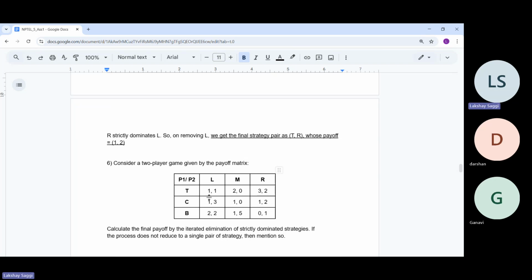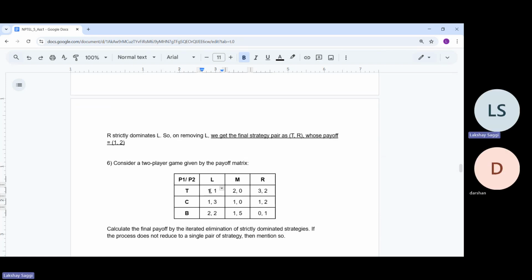So we were discussing whether between T and C there is any strict dominance relation. We can see that if the column player played L, then on playing T and C, the payoff is 1 in both cases. In strict dominance, we need one to be strictly greater than the other. But here, neither strategy is strictly greater than the other. So we can conclude that between T and C there is no strictly dominated strategy.